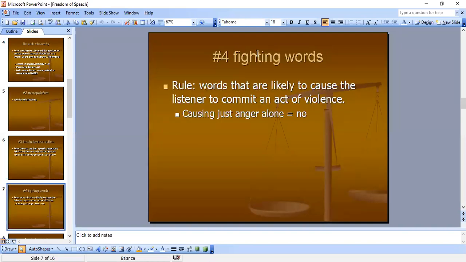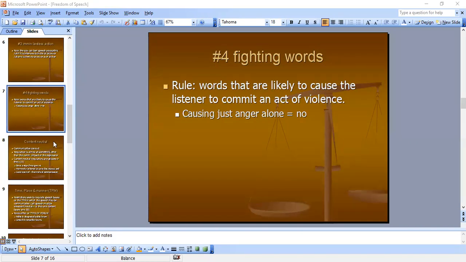Fighting words rule: words that are likely to cause the listener to commit an act of violence. They must commit the act of violence, not just get angry. So anger alone is not going to be enough. So fighting words, they must incite the person to actually do an act of violence, okay? Those are tricky on MBEs. Lots of MBEs on those too.